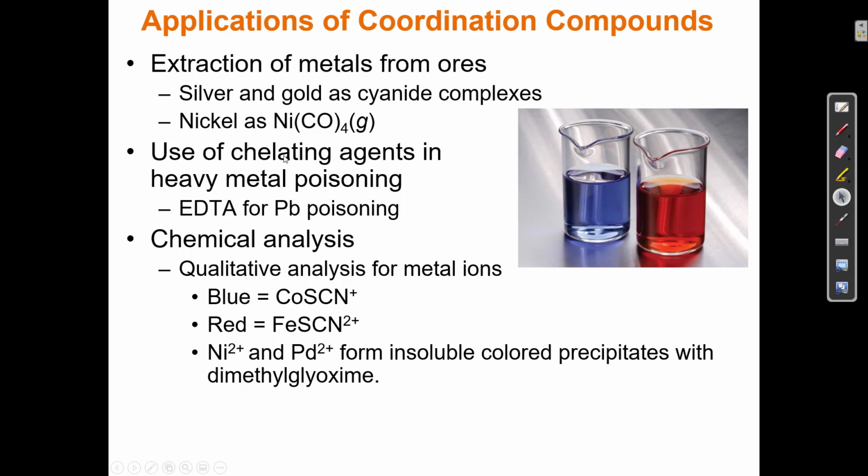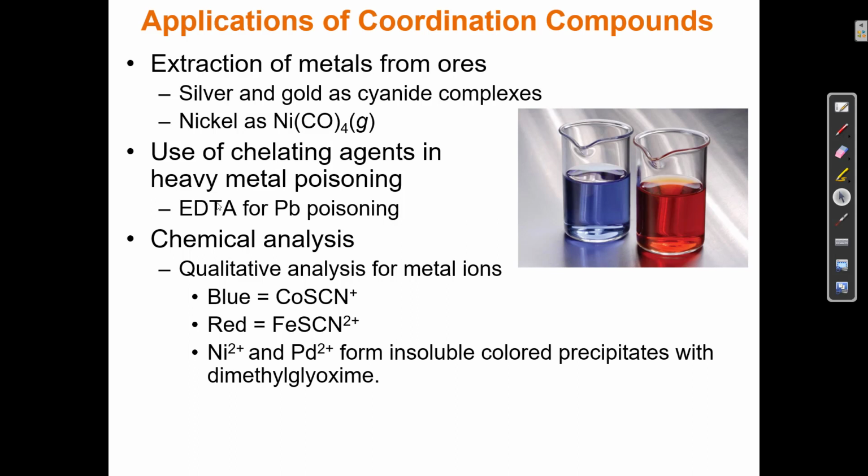If you are poisoned, lead poisoning, mercury poisoning, sometimes you're given EDTA, that hexadentate ligand that has six places to grab onto a metal, because this EDTA can grab onto the lead and shield it from the rest of your system. So it's not lead anymore in your system, it's EDTA-bonded lead. The EDTA is covering the lead, so the lead cannot disrupt your system in the same way that it might otherwise do.